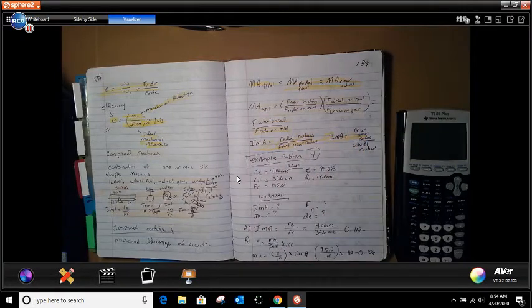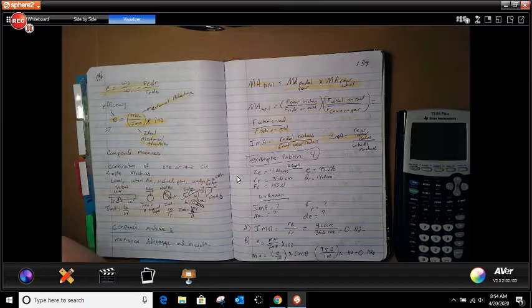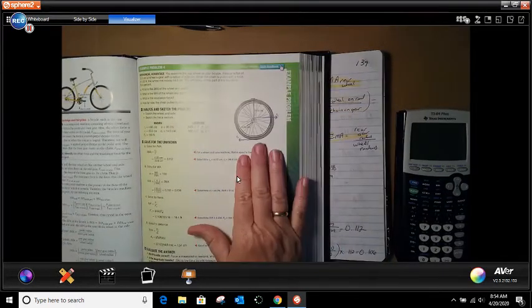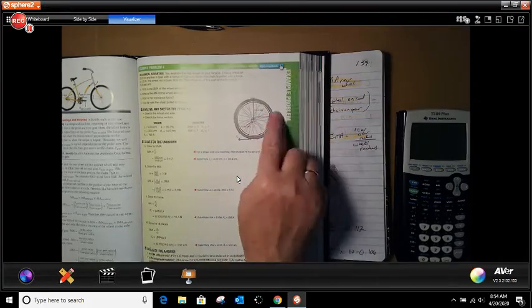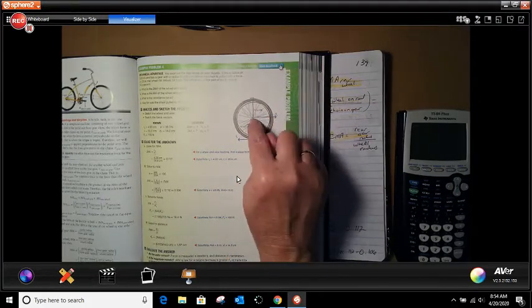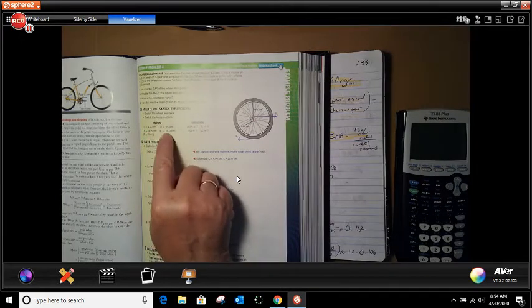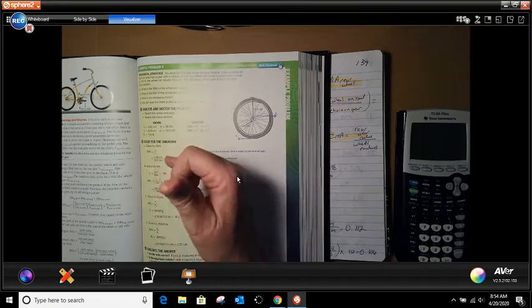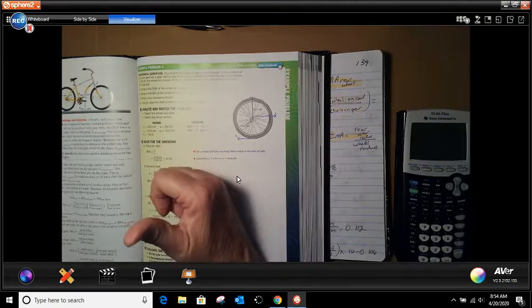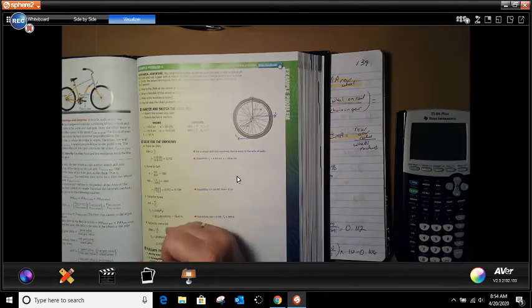For the next thing, I want to go to the example problem in the textbook on page 279. They have a question about a wheel. Here we have a wheel, and we have some of the forces labeled. Here are our variables, and then we have to solve for IMA, MA, force, and distance.